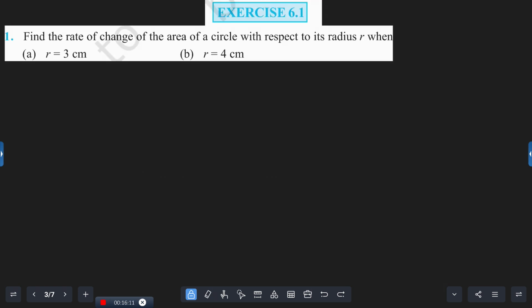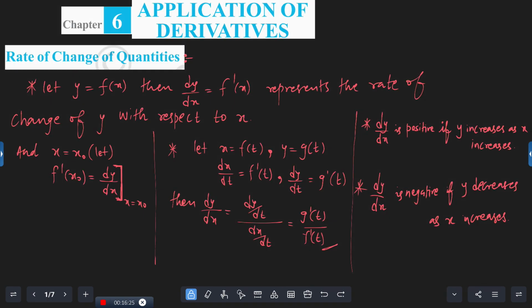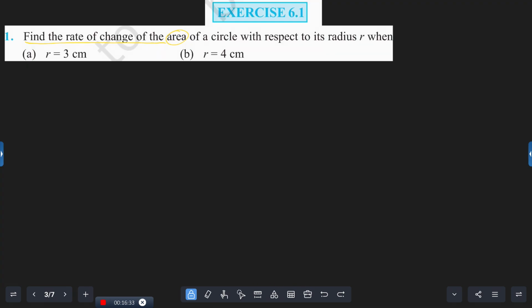What are the sums? Exercise 6.1 we are starting. Find the rate of change of area. Listen carefully. Already we have seen the definition. Rate of change of what they are mentioning, that is the quantity we have to differentiate. Stop your work, everybody.